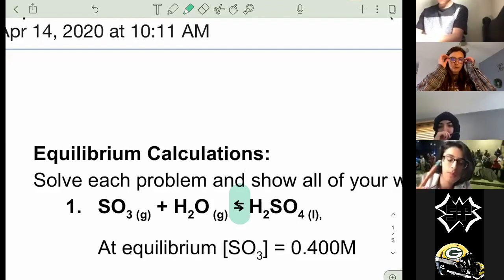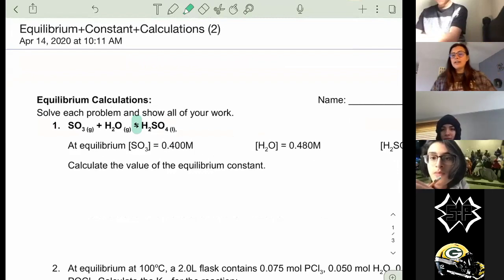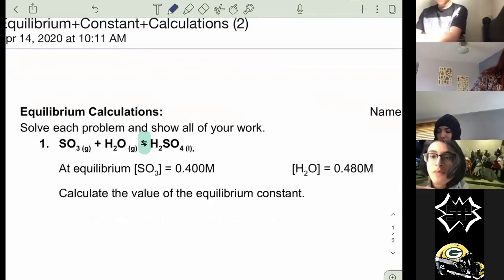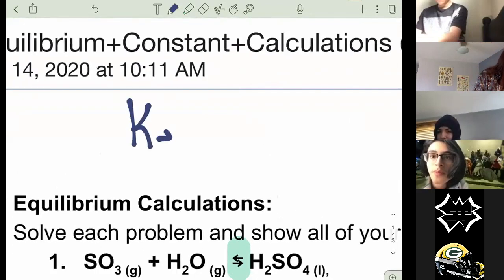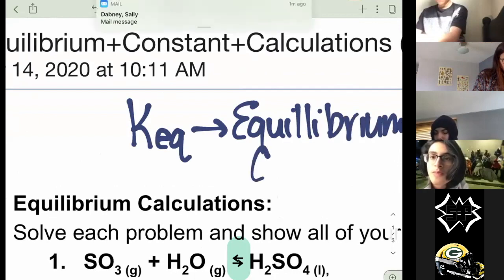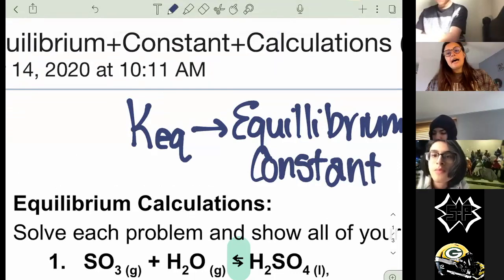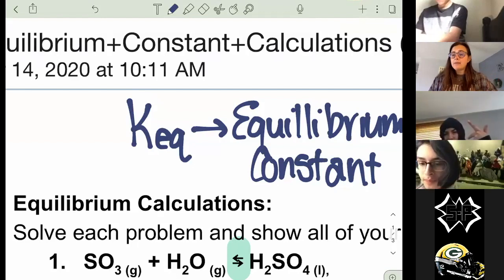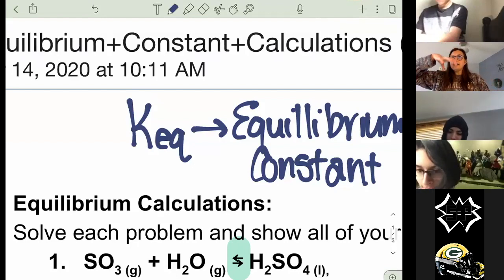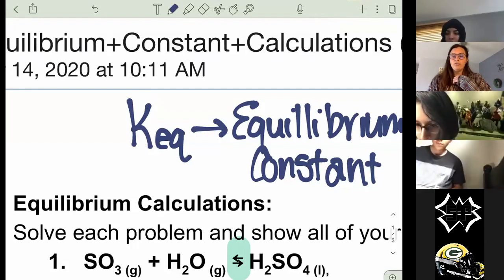Within an equilibrium reaction, there are a couple of things that we need to know. We are looking to calculate the K. K is the equilibrium constant. I am not going to dive too far into this because that is what your Edpuzzle is on. Your Edpuzzle goes in depth about what that K is. What I'm going to go through here is how we solve for that K.